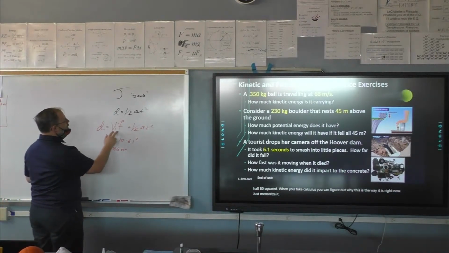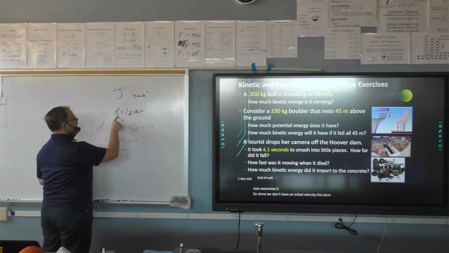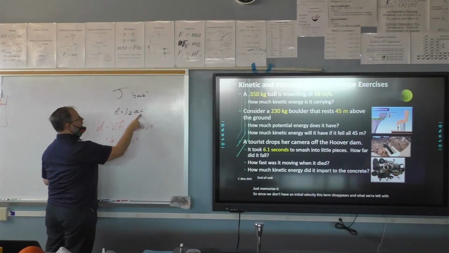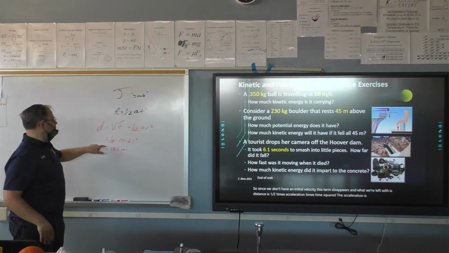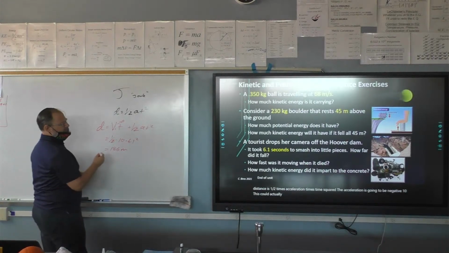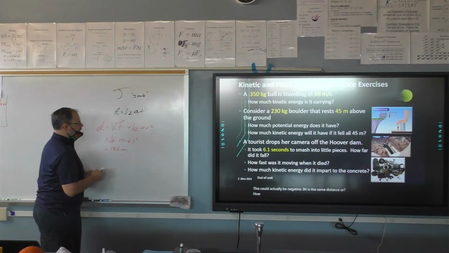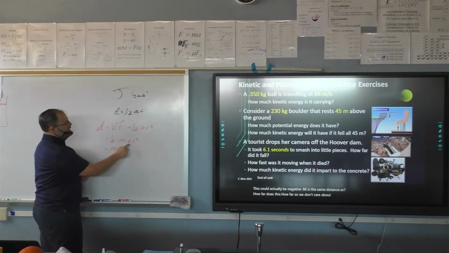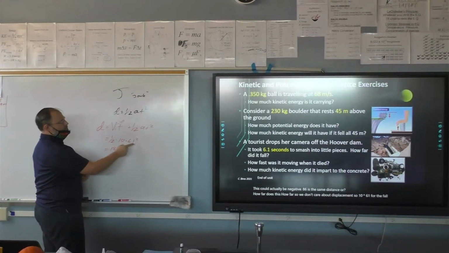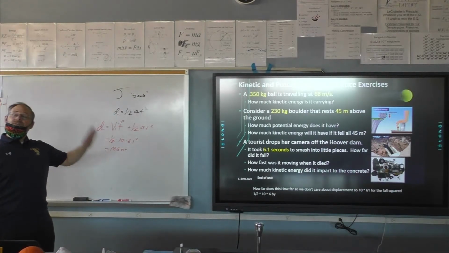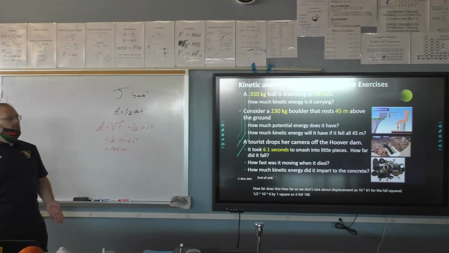So since we don't have an initial velocity, this term disappears. What we're left with is distance is 1/2 times acceleration times time squared. The acceleration is going to be -10. Does it say distance or how far? It just says how far, so we don't care about displacement. So 1/2 times 10 times 6.1 squared. So it fell 186 meters before it smashed into little pieces.